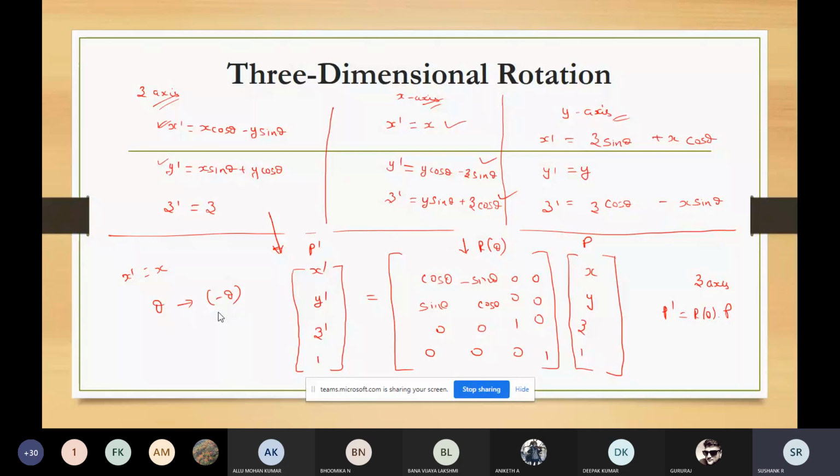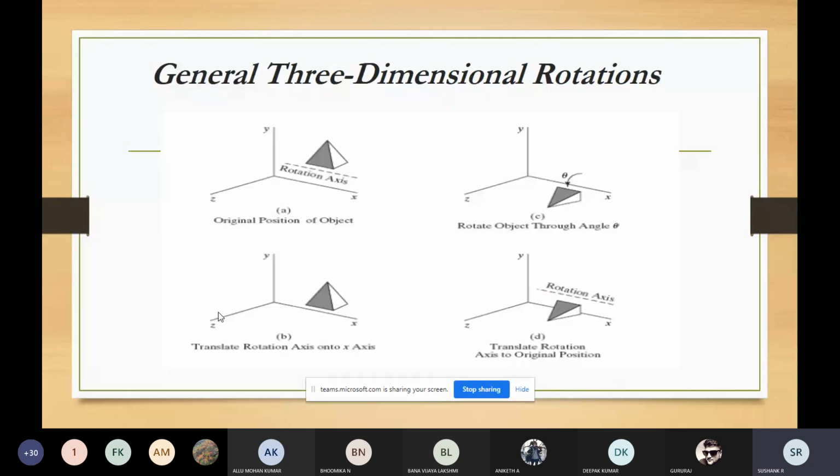The next part is general 3D rotation. I think the time is up now, so I will just give an overview. What does general 3D rotation mean? Here it is not along the coordinate axis. Here the object is at some different position, and you want to rotate that object. So what you will do is first get that object onto some axis.